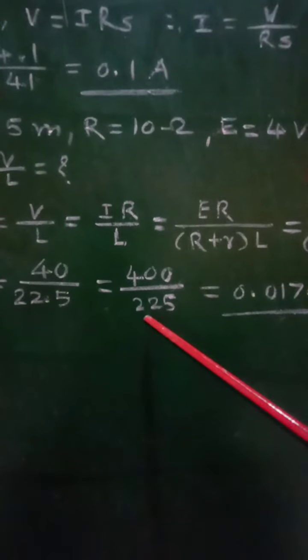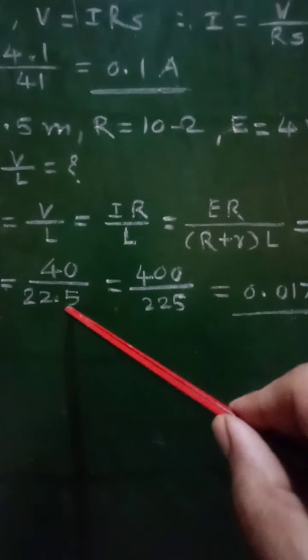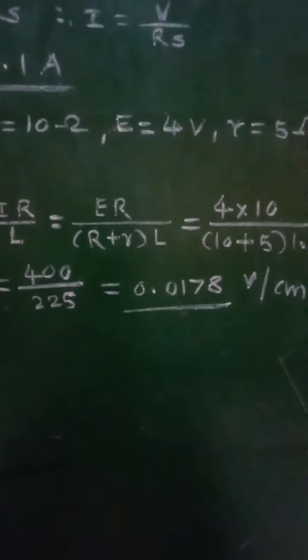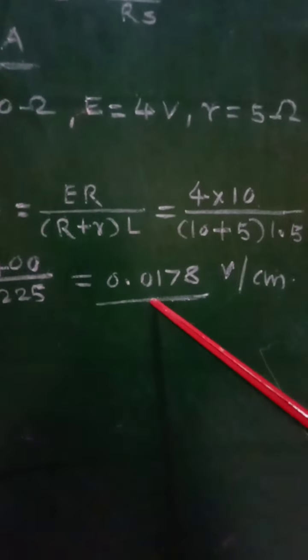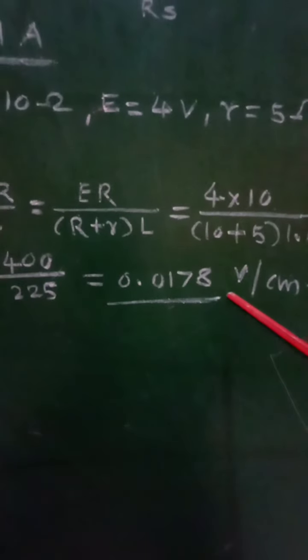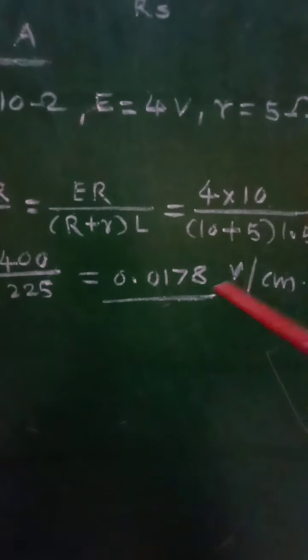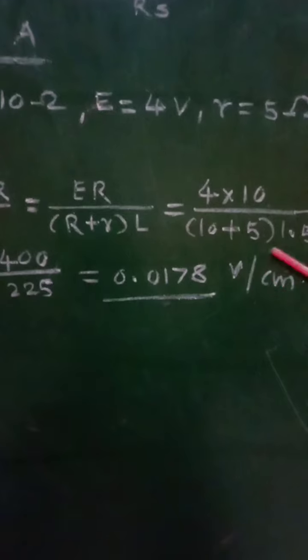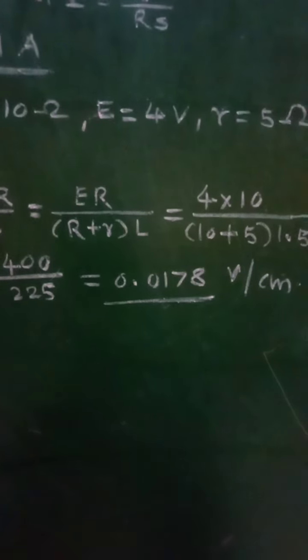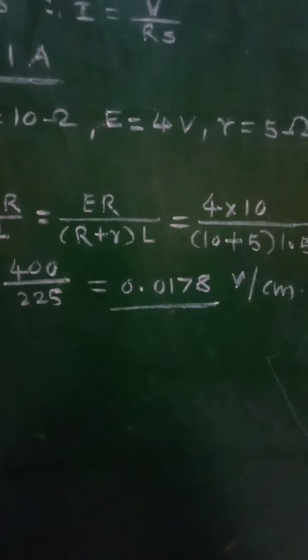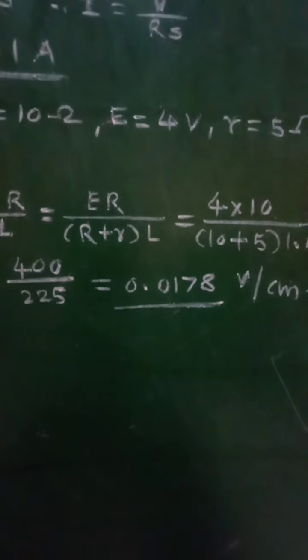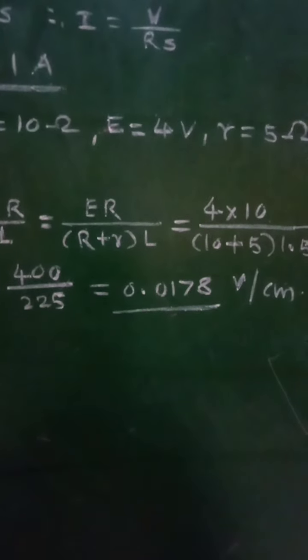400 divided by 225, by shifting this decimal, comes out to be 0.0178 volt per centimeter. So this will be the required potential gradient, that is potential per unit centimeter of this wire.